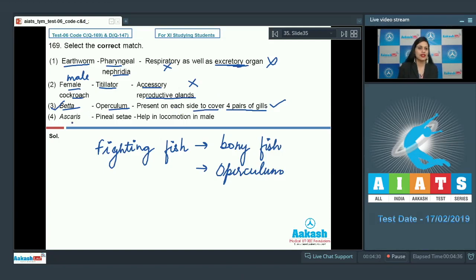The last match given is Ascaris, penial setae, help in locomotion in male. As it is an incorrect match, this cannot be the correct answer. Ascaris, which belongs to the phylum Aschelminthes, has penial setae present in males for copulation. So the correct answer to this question is option number 3. Let's proceed to the next question.